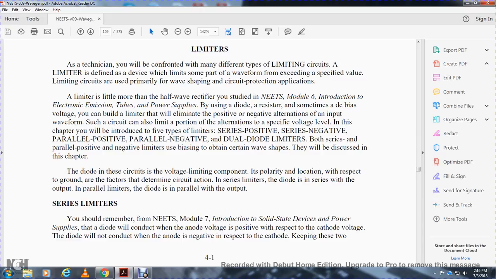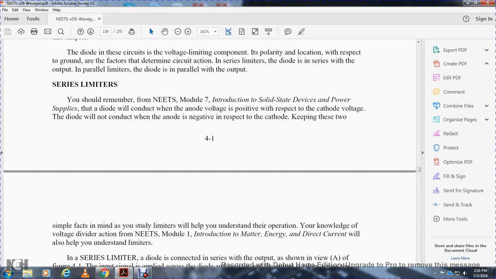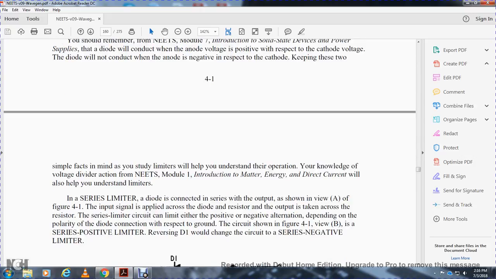Series limiter. You should remember from NEETS Module 7, Introduction to Solid-State Devices and Power Supplies, that a diode will conduct when the anode voltage is positive with respect to the cathode, and will not conduct when the anode is negative with respect to the cathode. Keeping these two simple facts in mind will help you study limiters. Knowledge of the voltage divider, from NEETS Module 1, Introduction to Matter, Energy, and Direct Current, will also help you understand limiters.